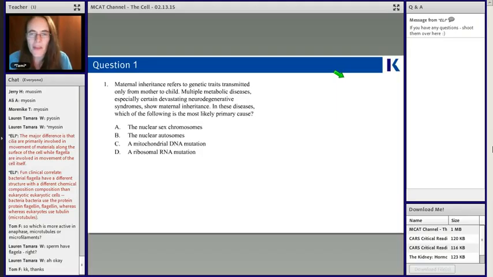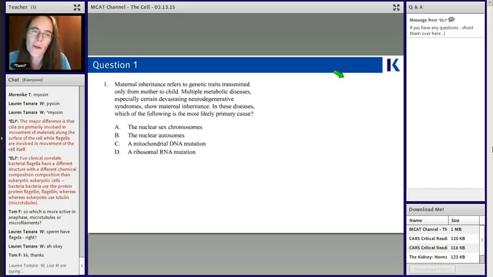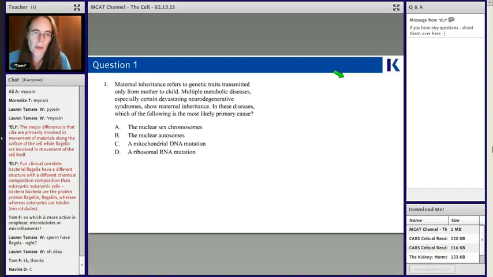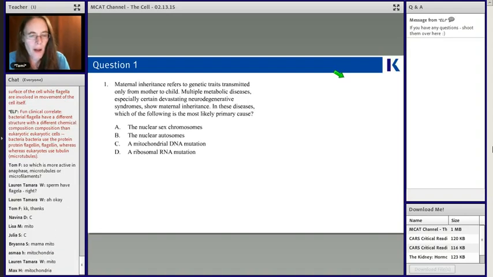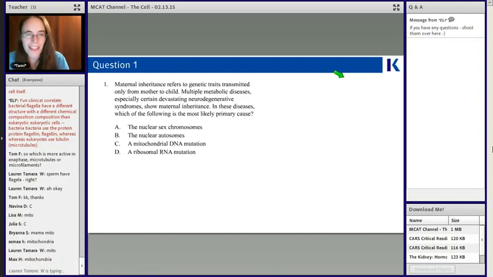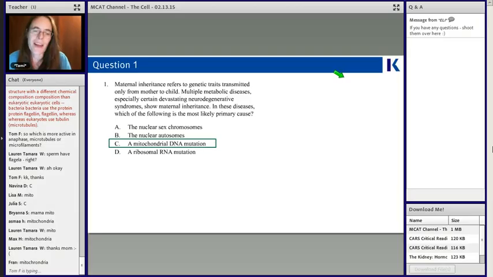So I'm thinking about this. It's got to be maternal. It's got to be something that I can only get from mom. So my plan is, what can I only get from mom? Oh, it's got to be mitochondrial DNA. Absolutely. So I know that that's the only thing I get from my mom. I can only get that from my mom. So the primary cause has got to have something to do with the mitochondria or the mitochondrial DNA, and that gives us C.